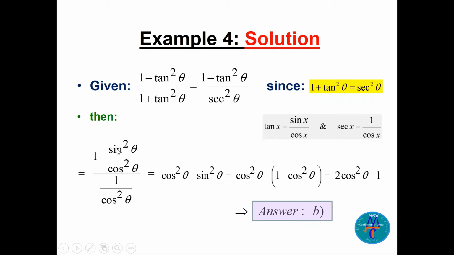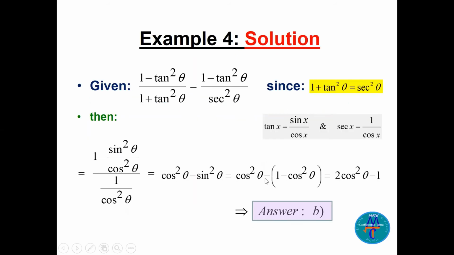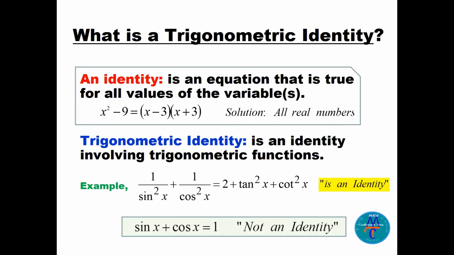Okay, now we can simplify this complex fraction. So it becomes cosine squared of theta minus sine squared of theta. Then we cancel the cosine squared of theta. Leave the cosine squared and change sine squared into 1 minus cosine squared. There's a minus outside, so when you simplify, you will get 2 cosine squared of theta minus 1. The answer here is B, 2 cosine squared of theta minus 1. That's an easy question.